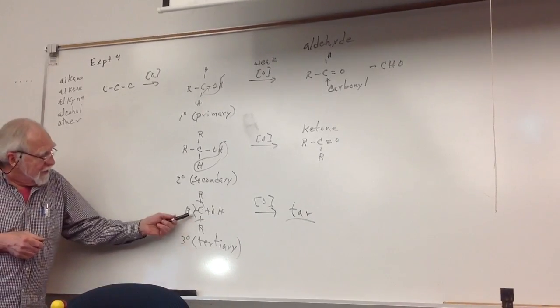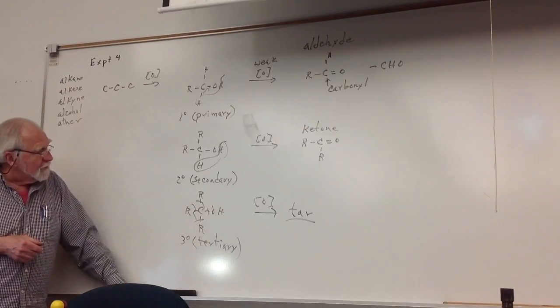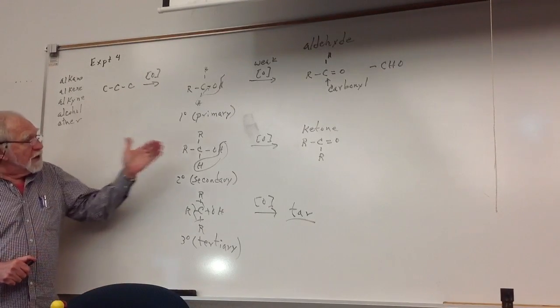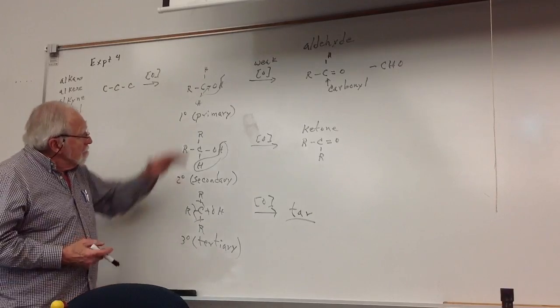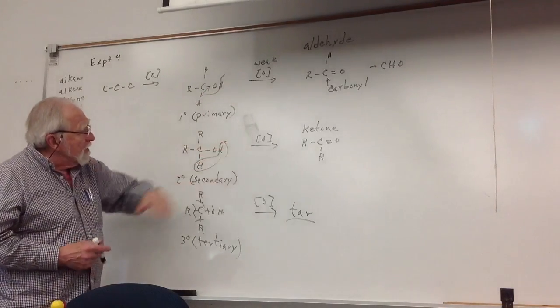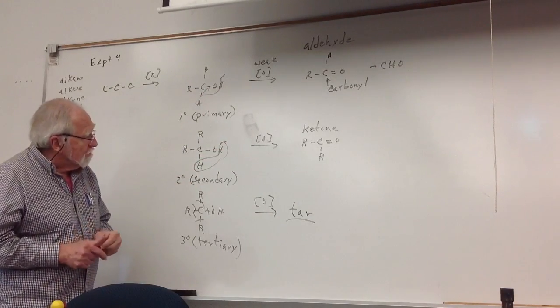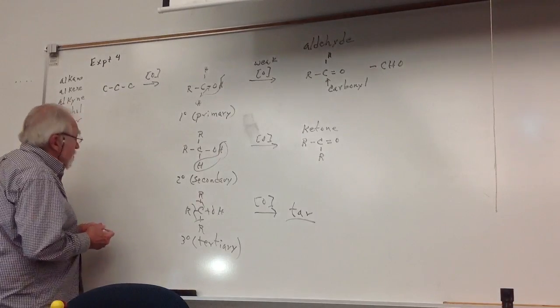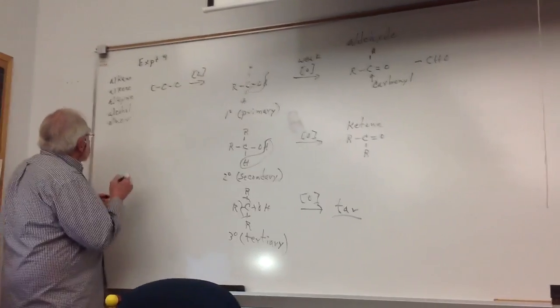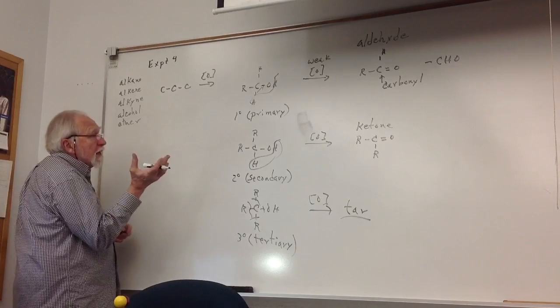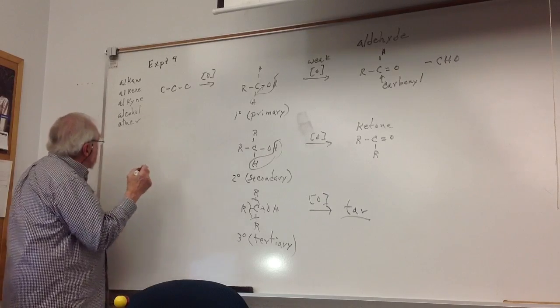But basically, you can't oxidize this to anything. But primary alcohol, you can oxidize to an aldehyde. A secondary alcohol gets oxidized to a ketone. Now, when you start naming the aldehydes, and by the way, aldehydes and ketones are functionally isomers again.